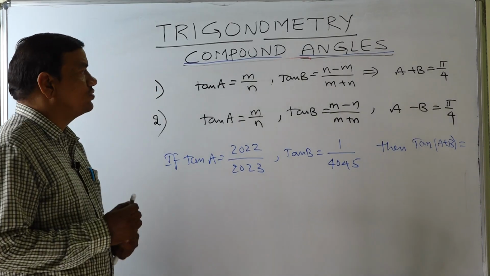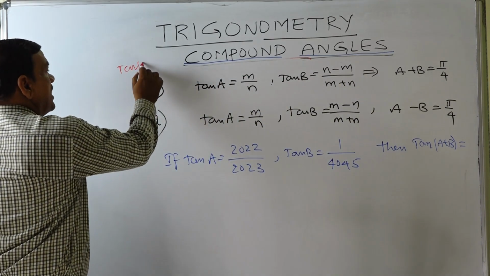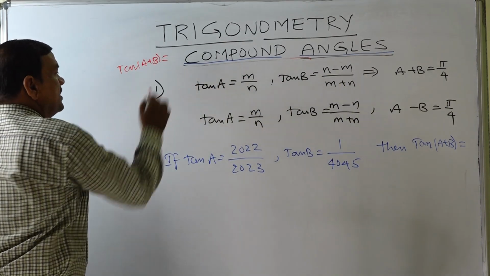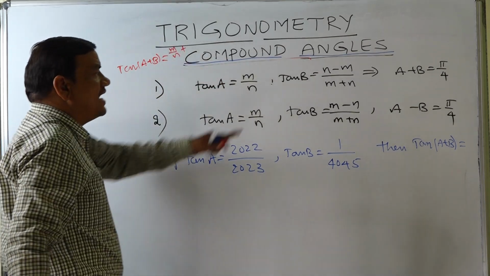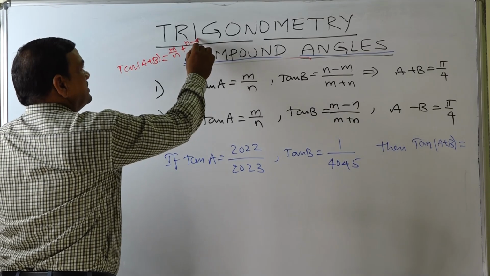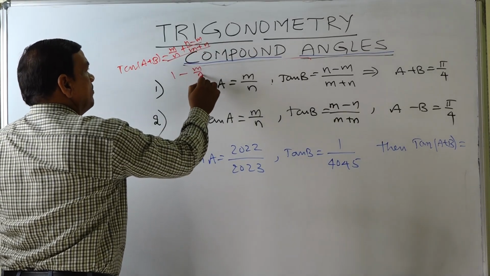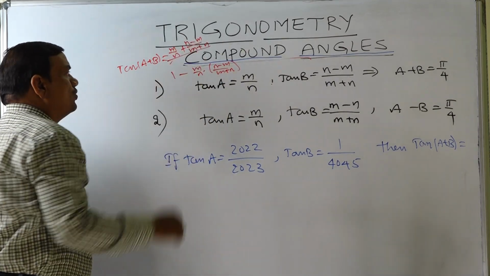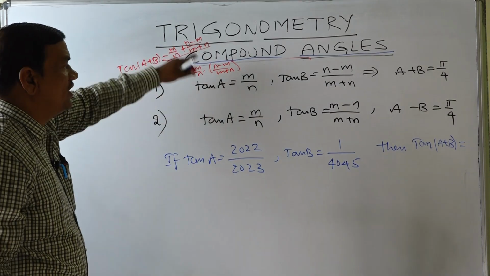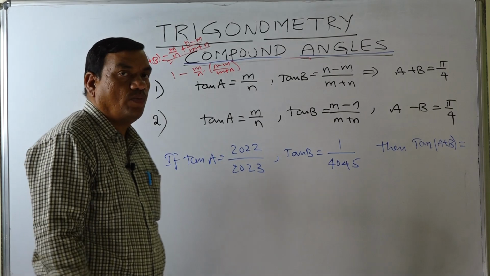Very easy proofs. Simply find the tan of A plus B formula. So, tan of A plus B is equal to how much? Tan A means m by n, plus tan B means (n minus m) by (m plus n), upon 1 minus (m by n) into (n minus m) by (m plus n). You simplify and cancel, you will get 1. Therefore, A plus B is equal to pi by 4.